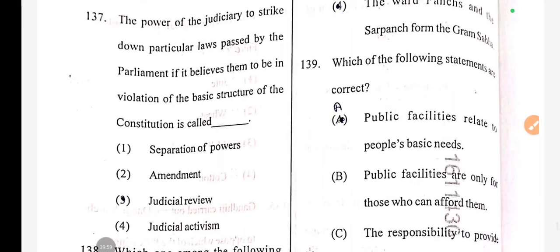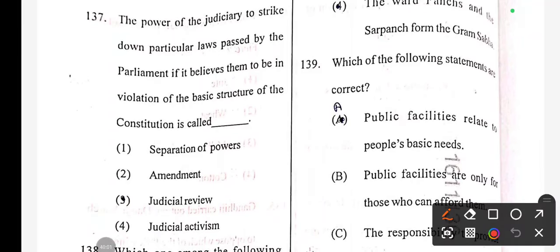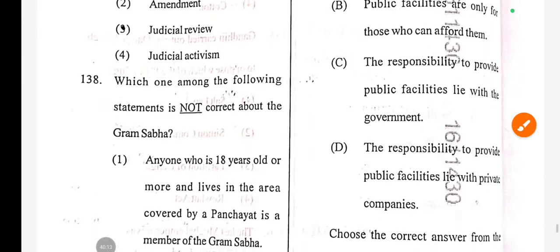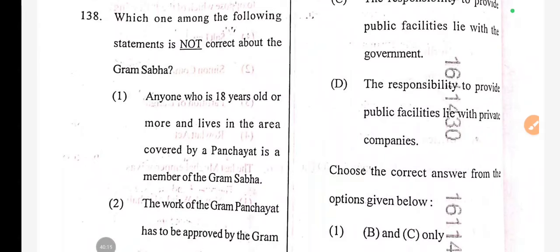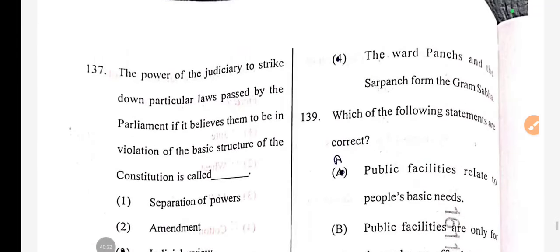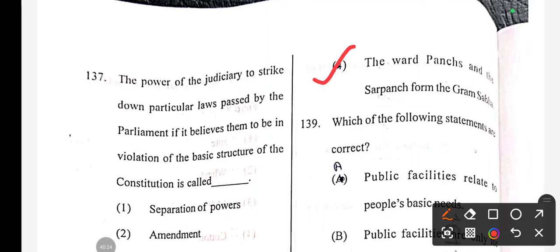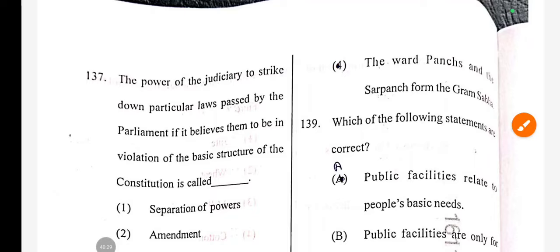137. The power of judiciary to strike down particular laws passed by the parliament if it believes them to be in violation of the basic structure of the constitution is called option 3, judicial review. 138. Which one among the following statements is not correct about the Gram Sabha? The incorrect statement: option 4, the ward panch and the sarpanch form the Gram Sabha.